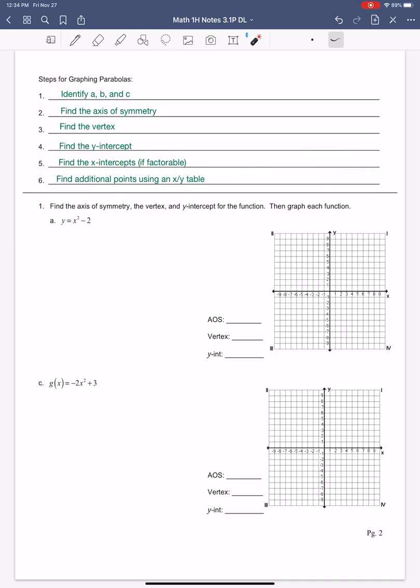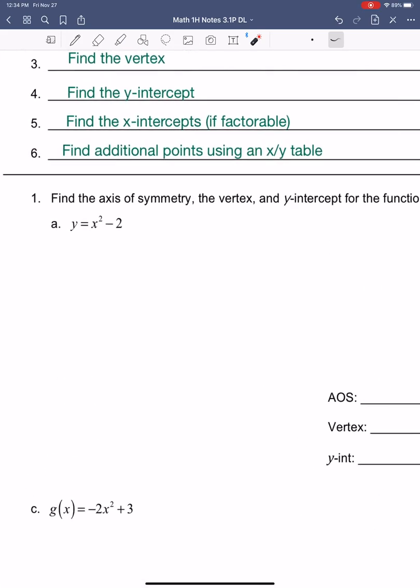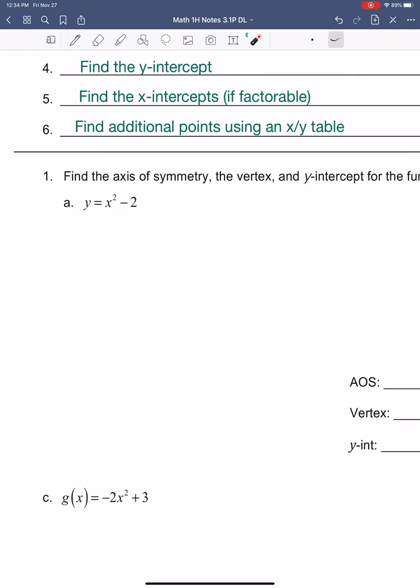All right, let's jump into the first one here. We'll go slowly just so you can pick this up piece by piece. First, I'm going to identify A, B, and C. That's the first step we have. So A equals, in this case, 1x squared. So A is 1. B, there is no B, there is no x term. That means B is 0. And C is -2. So we've got A, we've got B, we've got C.